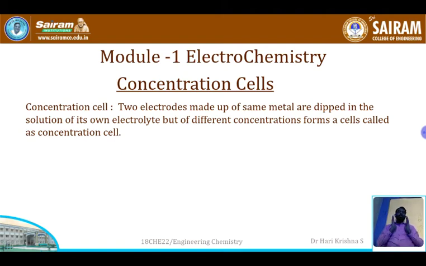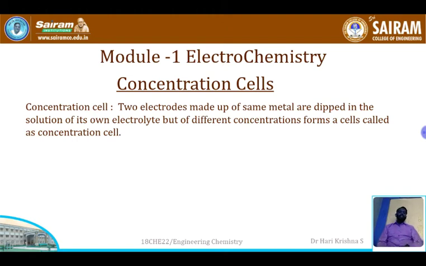So here, due to difference in concentration, there will be flow of electrons from one electrode to other electrode. That is, we can observe flow of electrons from the electrolyte with lower concentration to the electrode with higher concentration. So due to difference in concentration, electrons will flow from lower concentration electrolyte to higher concentration electrolyte.